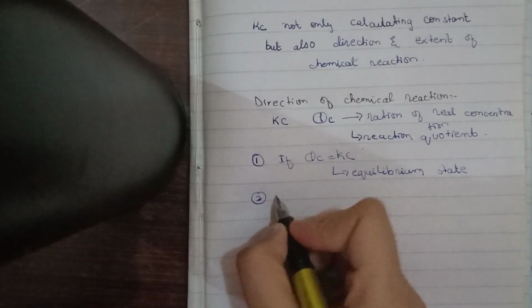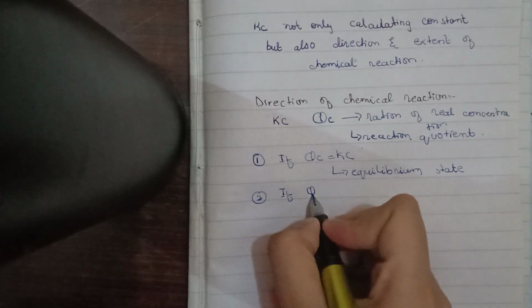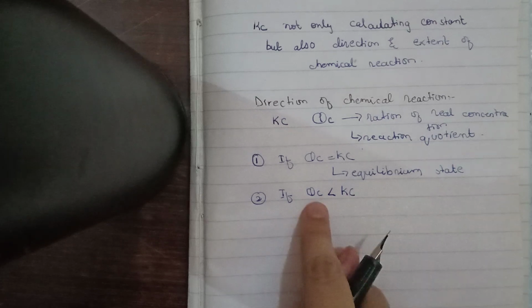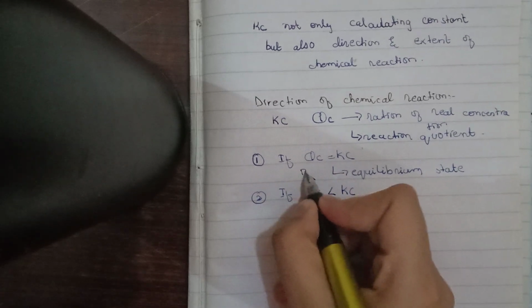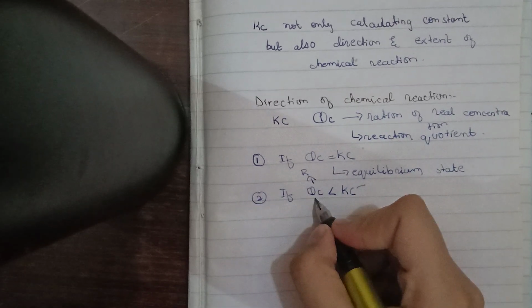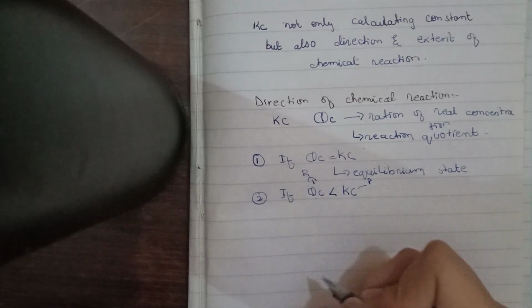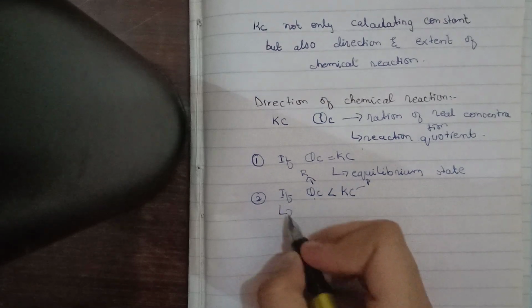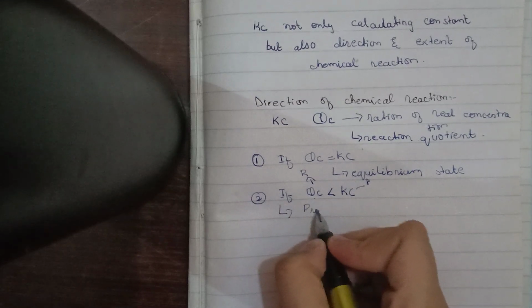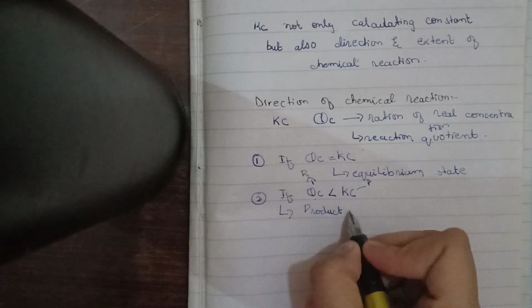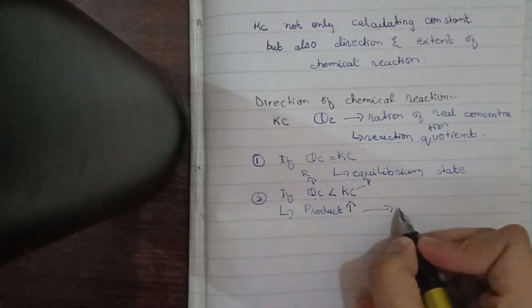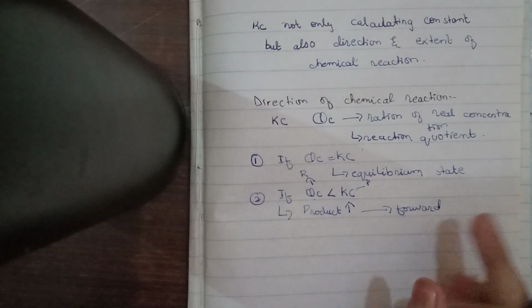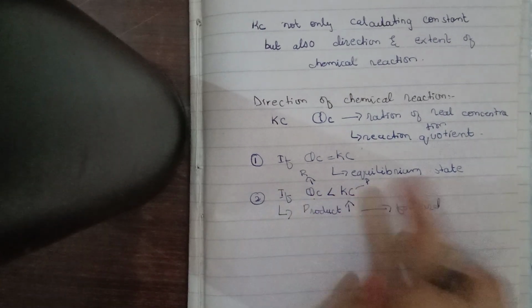Right, talking about the second, if Qc is less than Kc. Let's suppose that Qc is reactant and Kc is product. So here Qc is less and Kc is greater. So what will happen when the product is more? The product is more, so the reaction will be forward. You can memorize this by supposing that Qc is reactant and Kc is product.